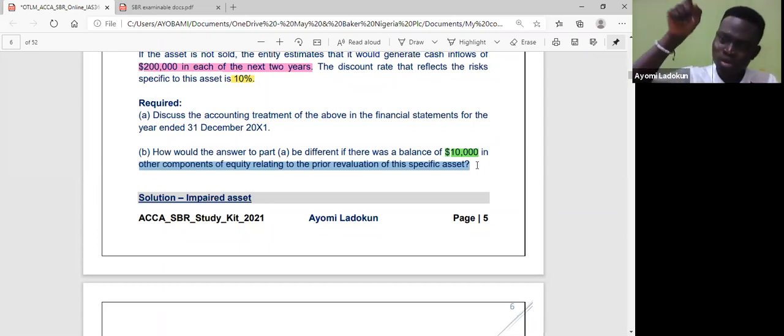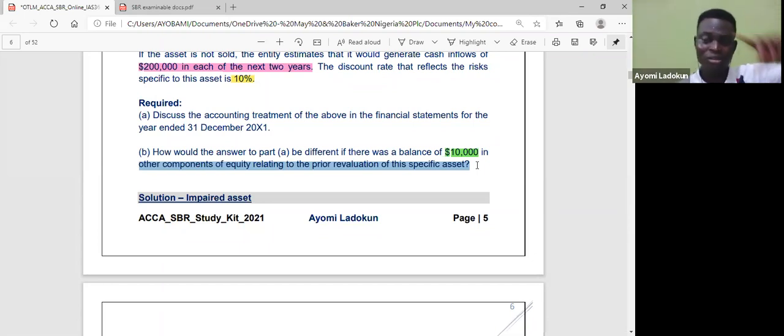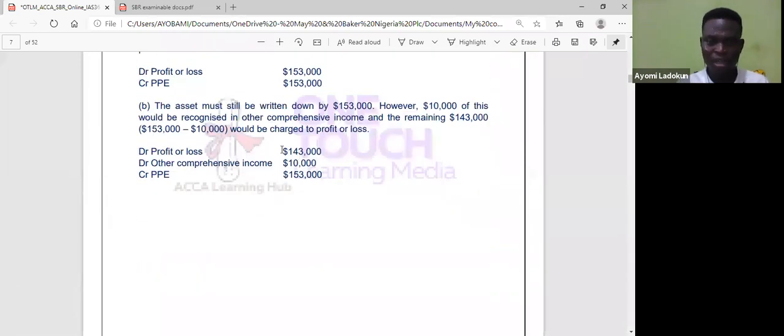Okay. Now, how will my answer be different? I will first go to that OCI and debit it. I eliminate the whole of that 10,000. Since I've used 10,000, I have 143 left. I'll take that 143 to the profit or loss account, and the whole 153, I reduce my PPE. So that's what you have here: debit P or L 143, debit other comprehensive income 10,000, and credit PPE with 153.